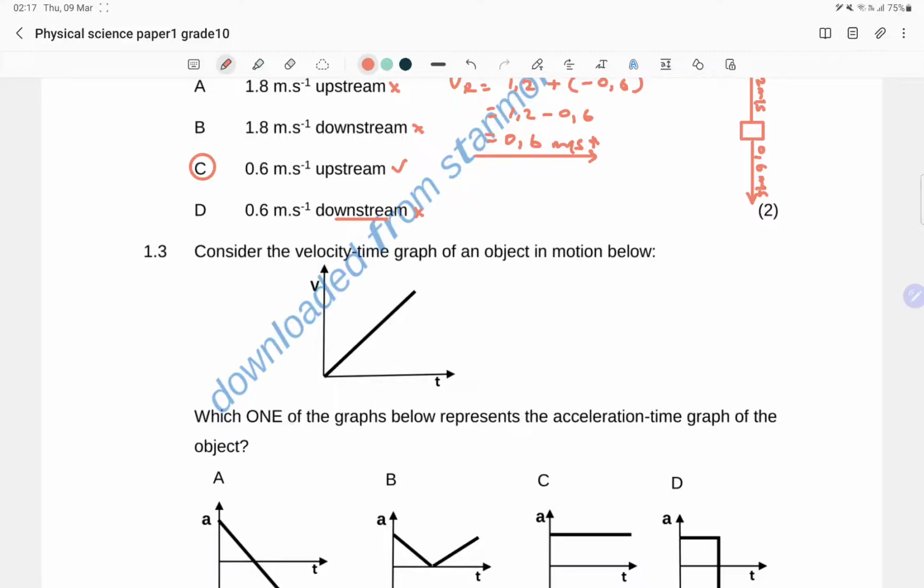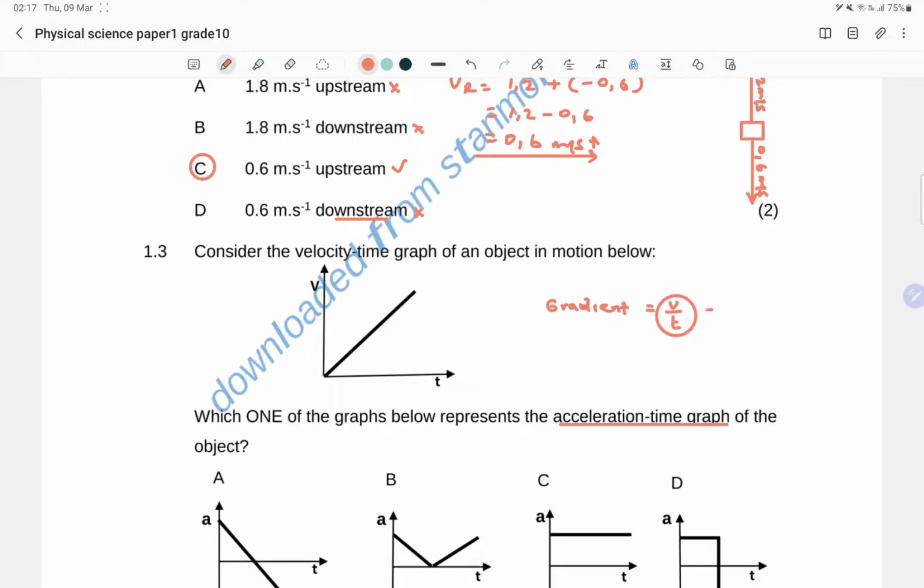Okay, now which one of the following graphs below represents the acceleration versus time graph? Now what is the gradient of a velocity versus time graph? So we know that the gradient is going to be v over t, right? And we can see that this is essentially a constant, isn't it?